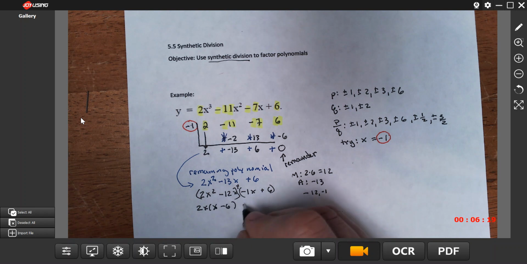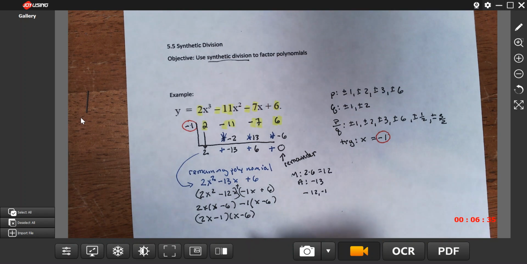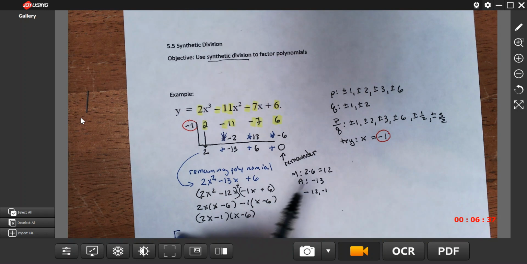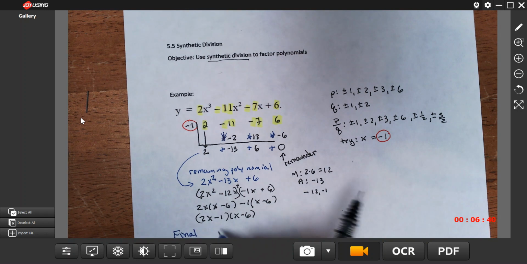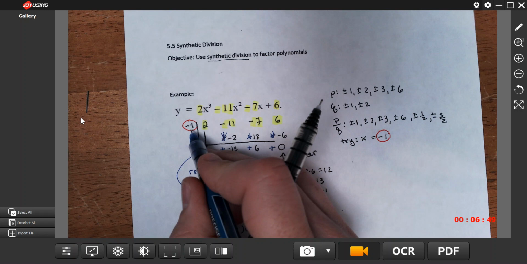X minus 6, I had a moment of doubt there, but it is going to work out. Minus 1, I always take out the leading coefficient if it's negative, and then that would be x minus 6, yes, and it worked. So now I have 2x minus 1 times x minus 6, so that was factoring this quadratic. So the final factored form is 2x minus 1 times x minus 6. And now I have to go up here and say that is a 0.